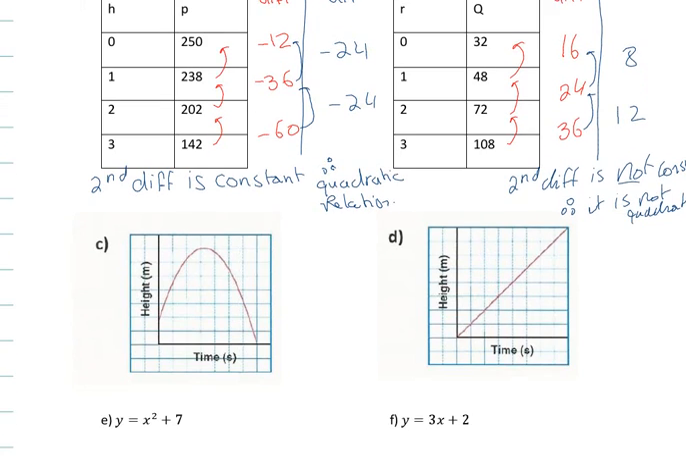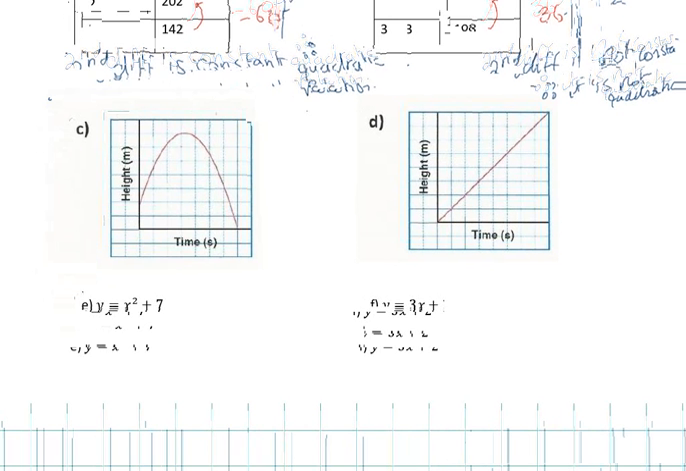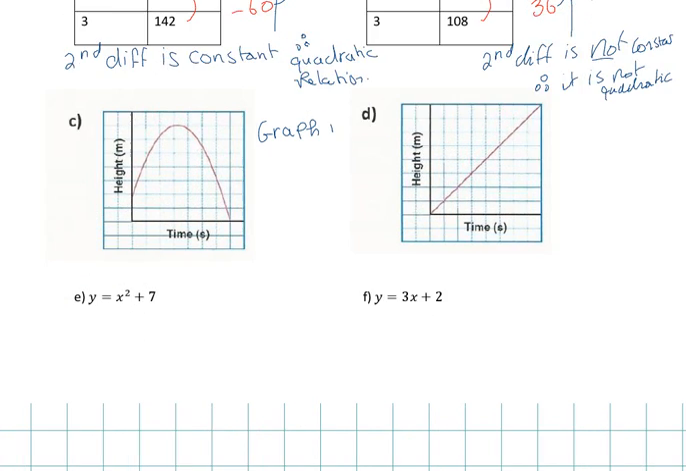Now looking at the graphs, what can you tell me about the first one? Parabola. It's a parabola, that means it's quadratic, right? So the graph is a parabola, therefore it's a quadratic. Do we all know how a parabola looks like?